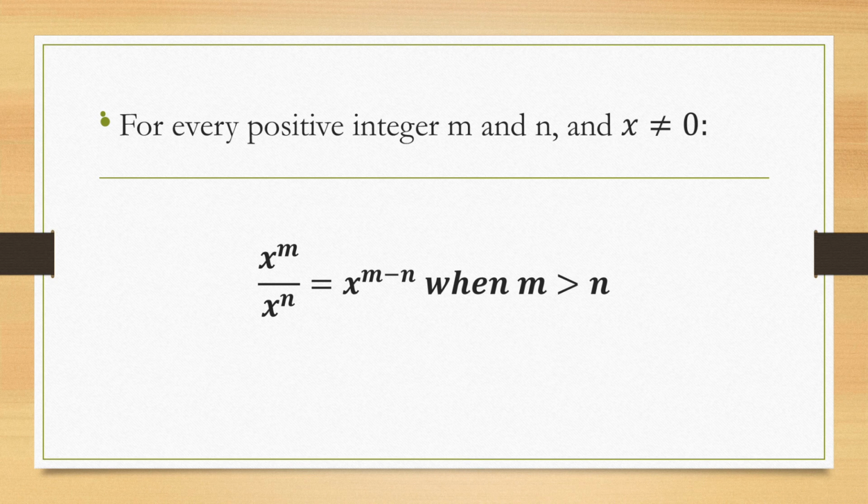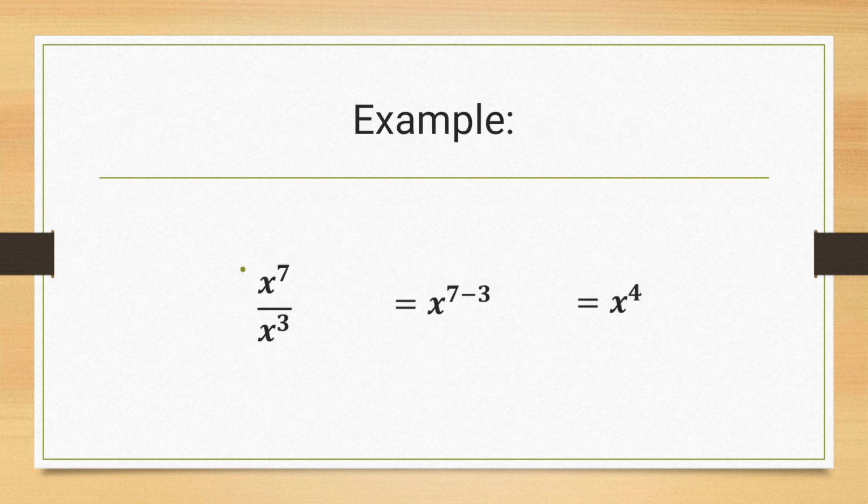x raised to the power of m over x raised to the power of n. When m is greater than n, we subtract the exponent, m minus n. Let's have this example. x raised to the power of 7 over x raised to the power of 3. The exponent of the numerator is greater than that of the denominator, so we just simply subtract the exponent. 7 minus 3 is equal to 4, so our answer is x raised to the power of 4.